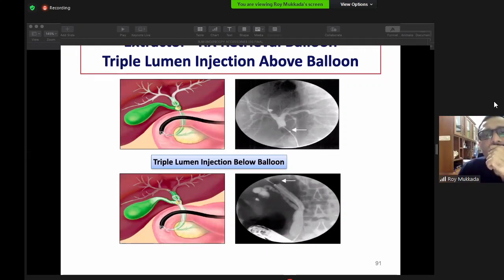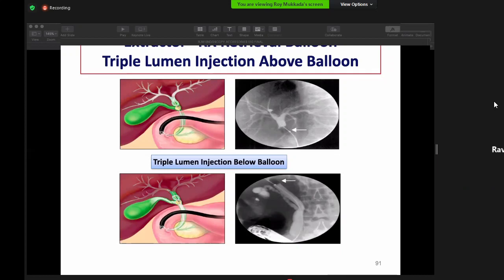Suppose you fail to take out the stone by this balloon. What is the next step you go for? We can use a basket and go for crushing of the stone if the stone is big. Which basket? What is the name of the basket? A trapezoid basket, sir. Is there any other basket by which you just catch the stone and pull it out rather than crushing? Yes, sir. First is sweeping, then using a basket.